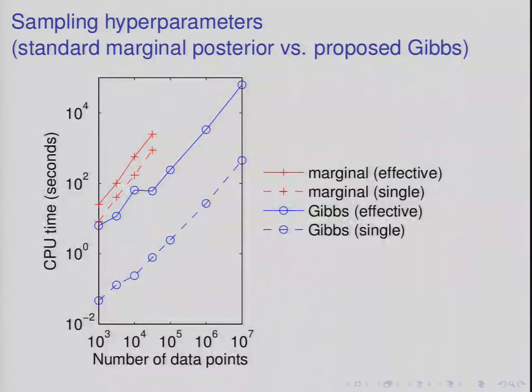So by comparing the solid lines, the amount of time for the effectively independent samples, this Gibbs sampler was approximately maybe 100 times faster. And the memory requirements also limited the size of the data sets. So this marginal posterior could be used only for something like maybe 50,000 data points, whereas this Gibbs sampler could be used for 10 million observations in this setup.